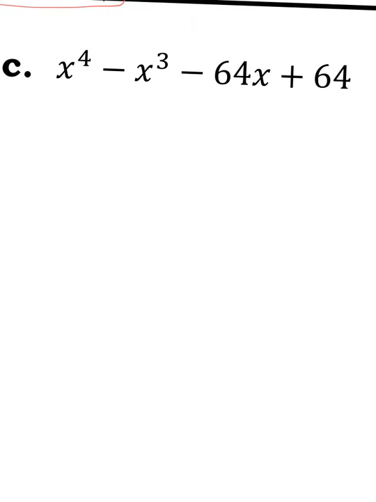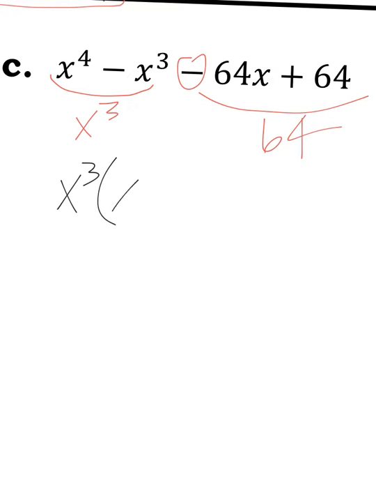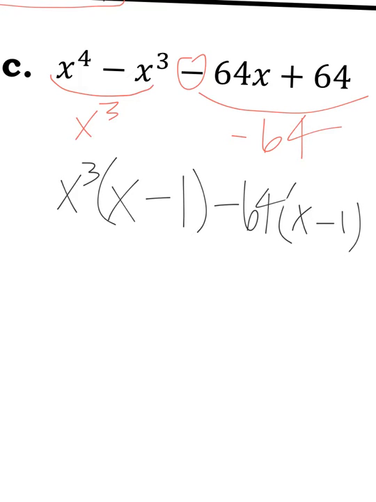So next part, C. What is common between x to the fourth and x to the third? X to the third. What's common between negative 64x and 64? It's 64. So dividing out x to the third from x to the fourth leaves behind x, and x to the third over x to the third leaves behind 1. Minus 64, forgot to write the minus right there, leaves behind an x, and then 64 over negative 64 leaves behind a negative 1. So the idea here is that this and this will always be the same thing.